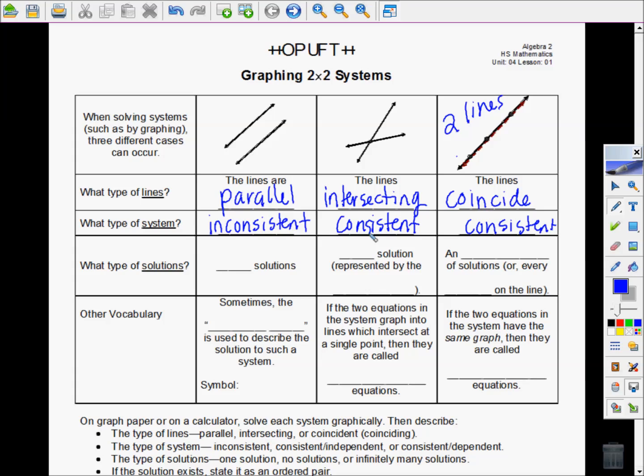What type of solutions? Well, with parallel functions, there is no solution. There are no solutions. Not is, because that was improper grammar. There are no solutions. What type of solutions are there for intersecting? One solution. And what is that one solution? The point of intersection.